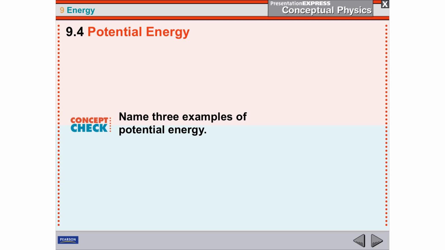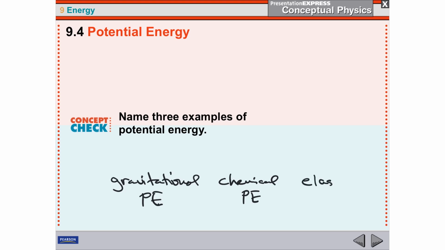Okay, review. Name 3 examples of potential energy. Well, the one most people remember is gravitational potential energy. You also have chemical potential energy. That would be like a battery. And then you have elastic potential energy, which would be like a bow and arrow, where that bow is pulled back and the arrow is about to spring from that. Okay? Good.